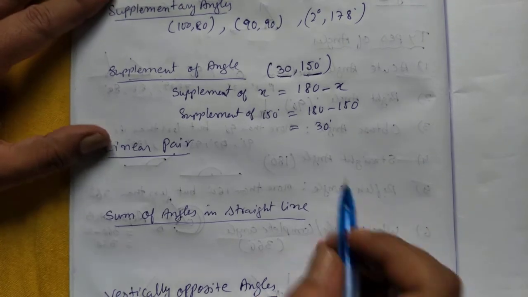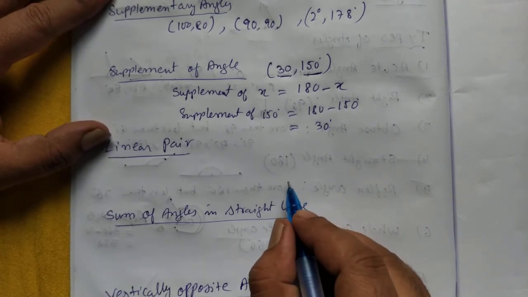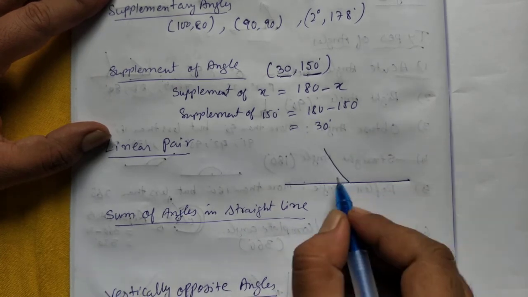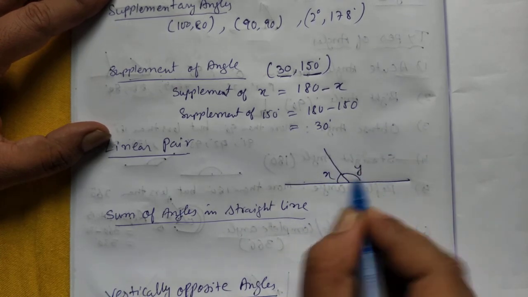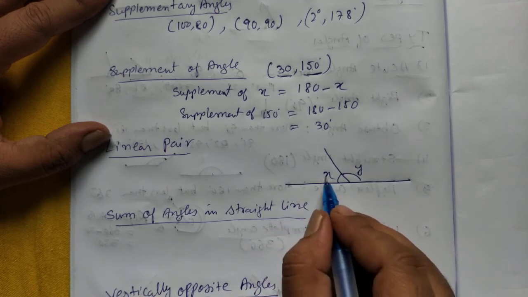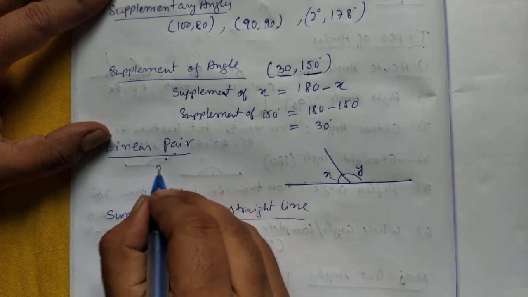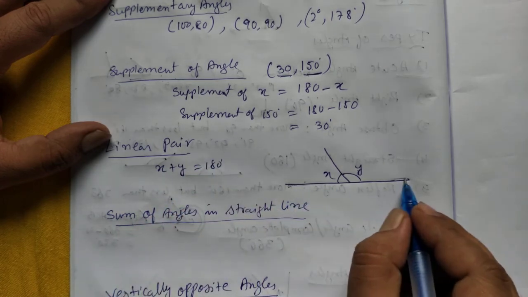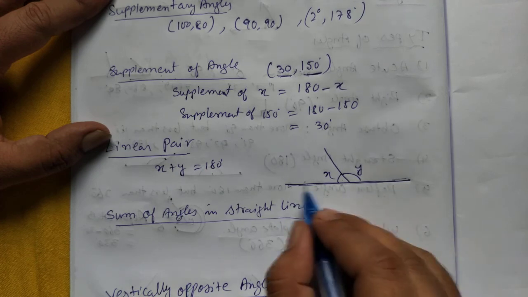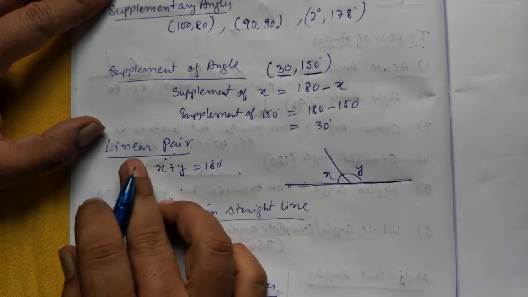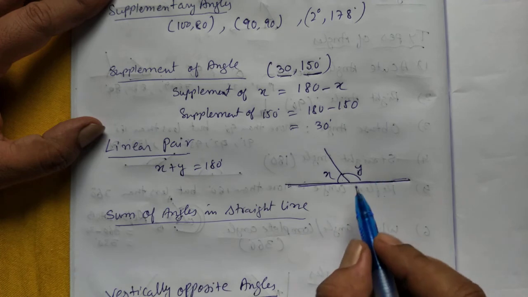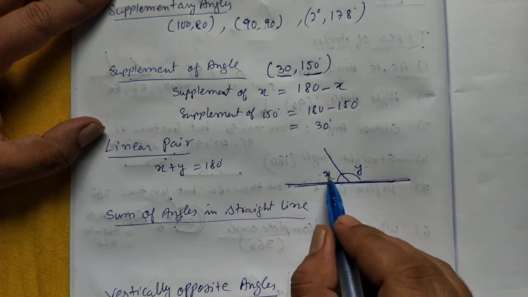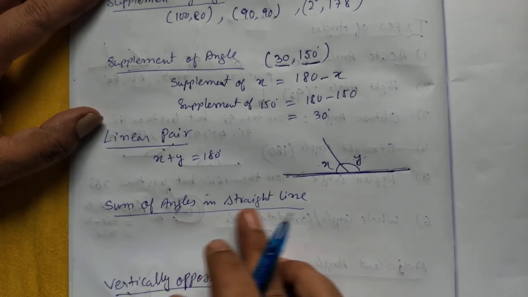Linear pair means pair of adjacent angle in a straight line. Linear means straight only. Suppose there is a pair of adjacent angle x and y in a straight line. If I add the adjacent angle, it will be always 180 degree, and that is called a linear pair. Pair of adjacent angle in a straight line is 180, and we call it linear pair. Clear? In a straight line means straight angle. It must be adjacent angle. Clear?